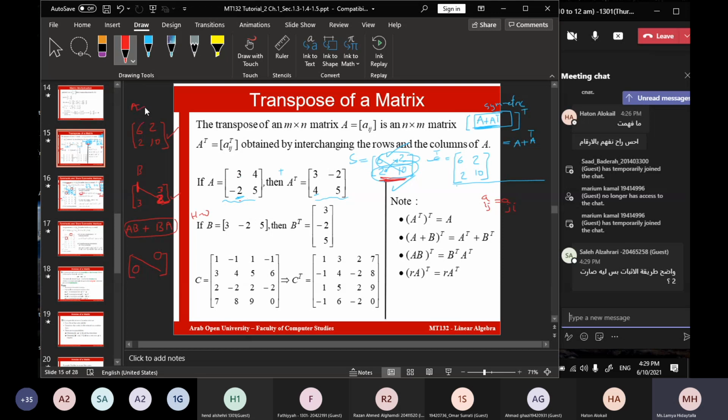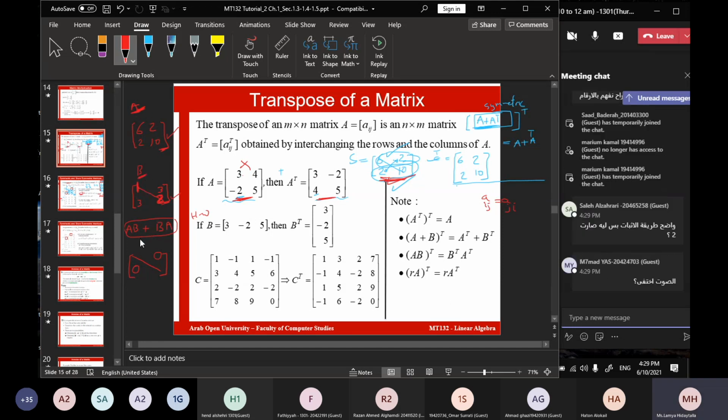If we have A from the beginning, can I take this one? No. Why? Because it's not symmetric. I got a symmetric one after I added this to its transpose. So I get this one. Okay, so I took it. So A should be a symmetric one and B a symmetric one. So after that, AB plus BA should be symmetric.